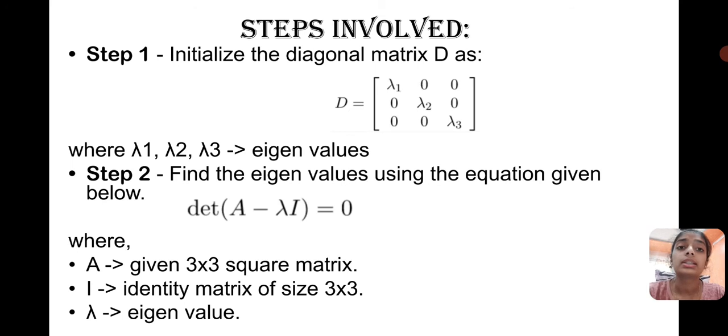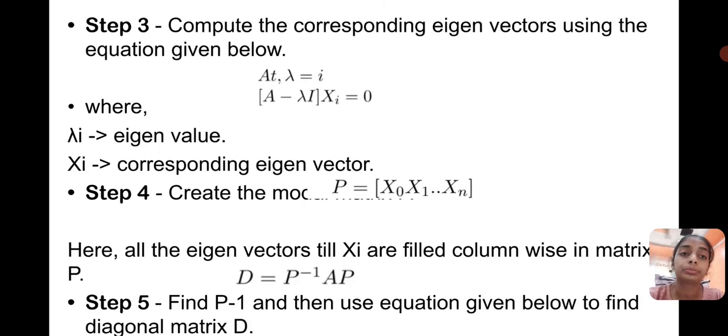Steps involved. Step 1. Initialize the diagonal matrix D as D is equal to lambda 1 0 0, 0 lambda 2 0, 0 0 lambda 3, where lambda 1, lambda 2, lambda 3 are the eigenvalues. Step 2. Find the eigenvalues using the equation given below: det of A minus lambda I is equal to 0, where A is the given 3 by 3 square matrix, I is the identity matrix of size 3 by 3, and lambda is the eigenvalue.